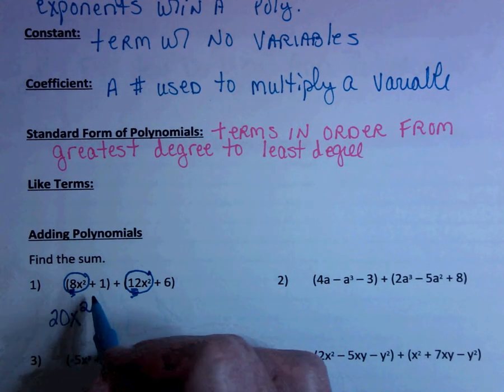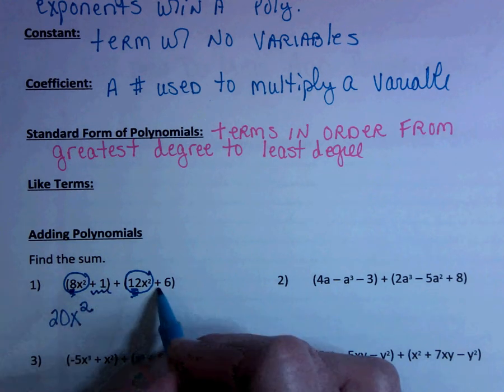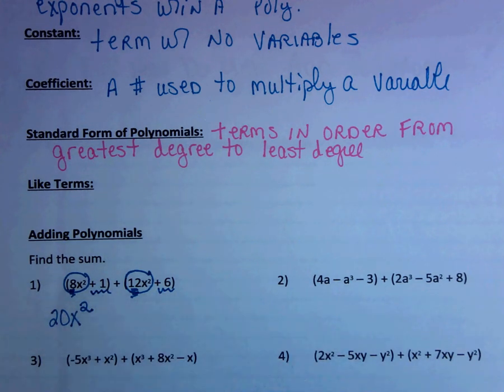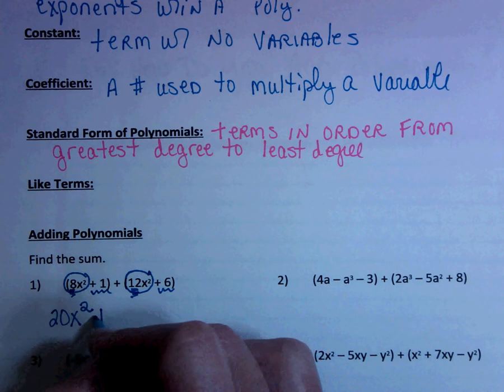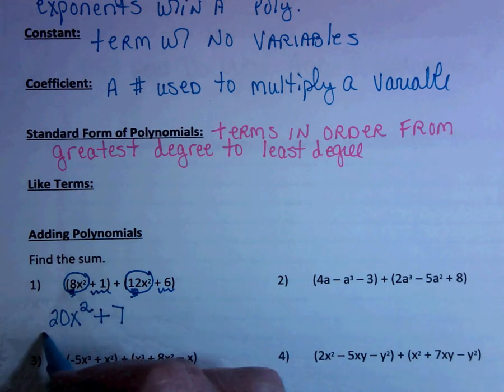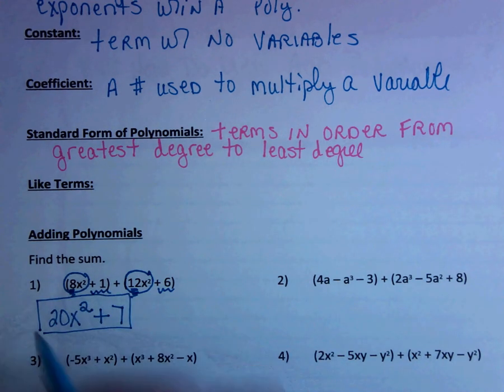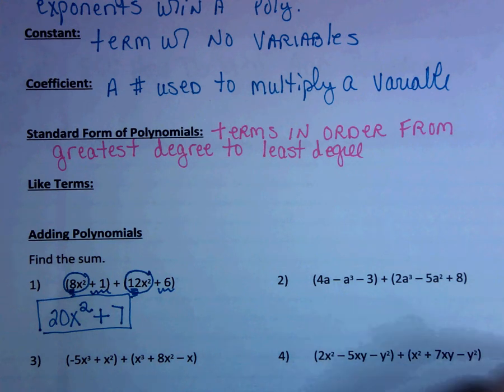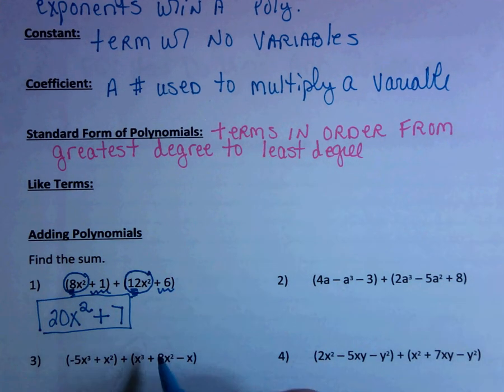Okay, and then we also have 1 and 6, which are like terms. So that's easy. 1 plus 6 is 7. And so the sum is 20x squared plus 7. We can't put that together anymore because those are not like terms. Now that would be working the problem out horizontally.